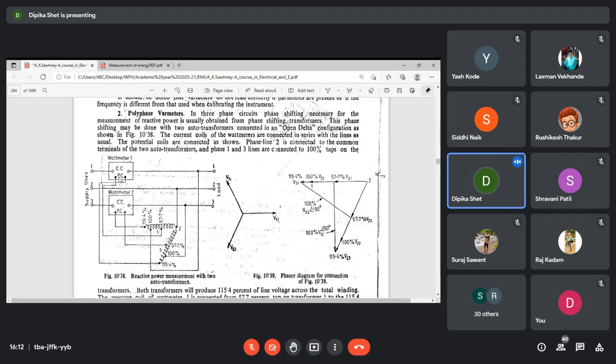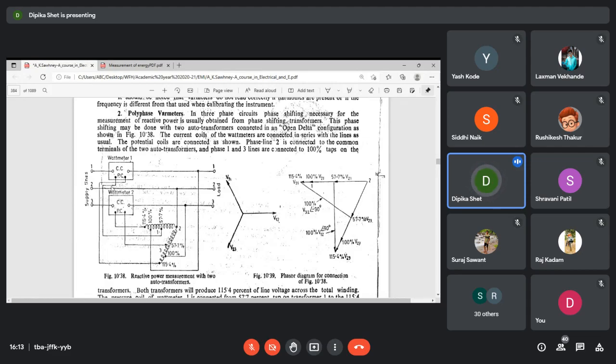This is the pressure coil of our wattmeter 1, and one of its terminals will be connected to this end terminal, the open terminal of our delta connected configuration. Similarly, one terminal of the pressure coil of wattmeter 2 is connected to this terminal, and the remaining one from this common point of the two windings will be connected to the remaining third phase, that is line number 2.